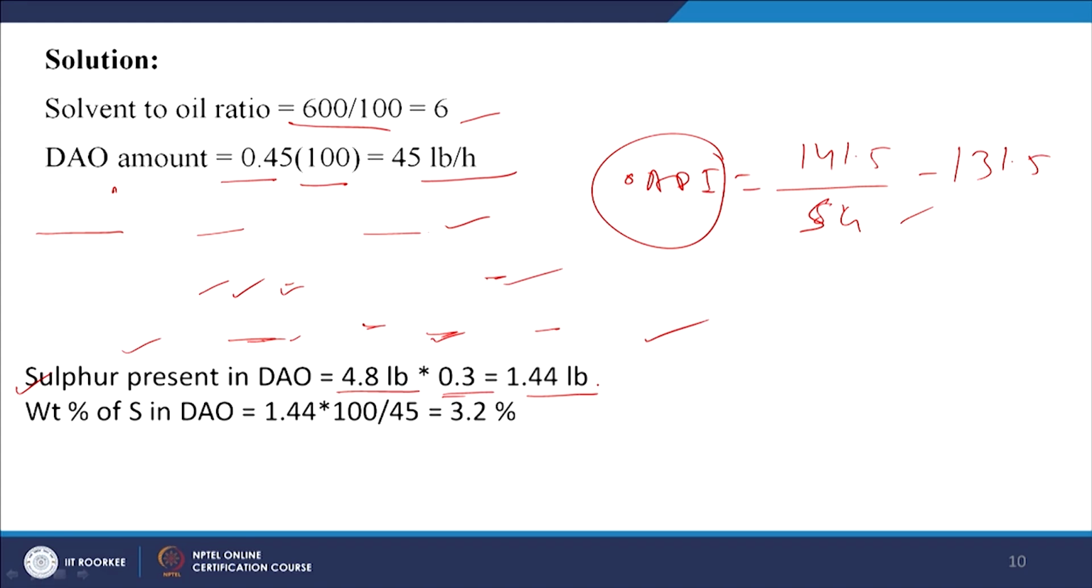Then what will be the weight percentage of sulfur in DAO? That is this divided by 45 into 100, the mass of sulfur divided by the mass of DAO into 100. So, that is the percentage of 3.2%. That is what we were asked to calculate, and we are able to solve it.